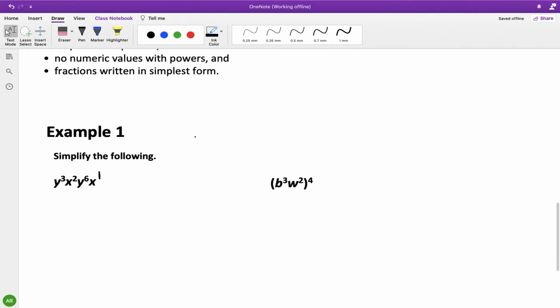So let's go ahead and look at this. So start with the y's. So I have 3 y's here, 6 y's there. That'd be y to the 9th power. And then x's, I have 2 there, 1 there. That'd be x to the 3rd power, or even better, x cubed.